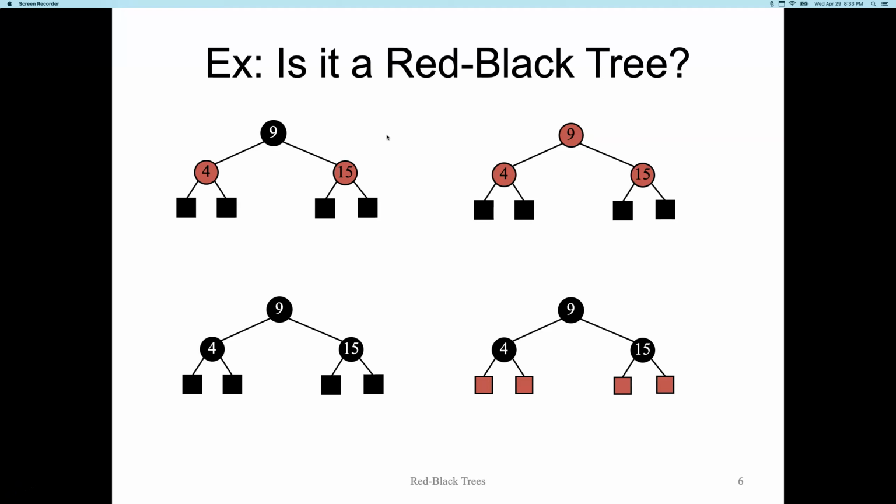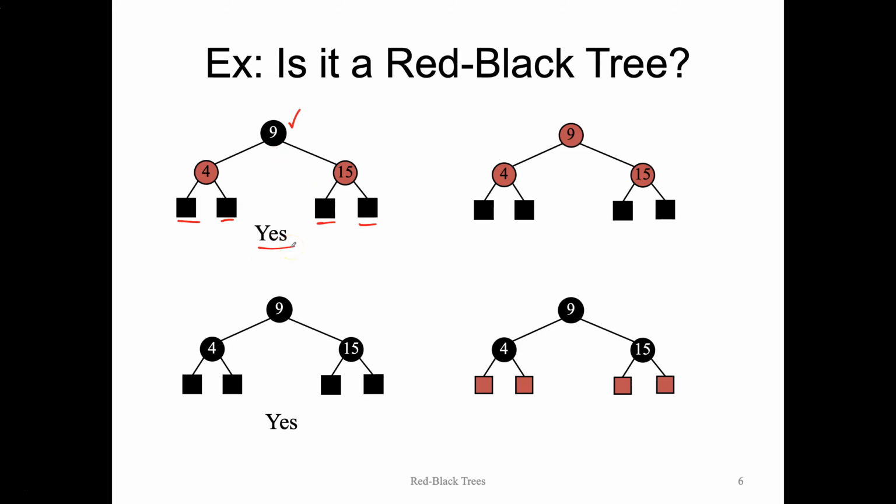Let's evaluate the top left one first. So this one, this is a red-black tree. It satisfies that the root is black, all leaves are black, any red nodes we have, their children are black, and all leaves have the same black depth, which in this case is 2. So this one is good.